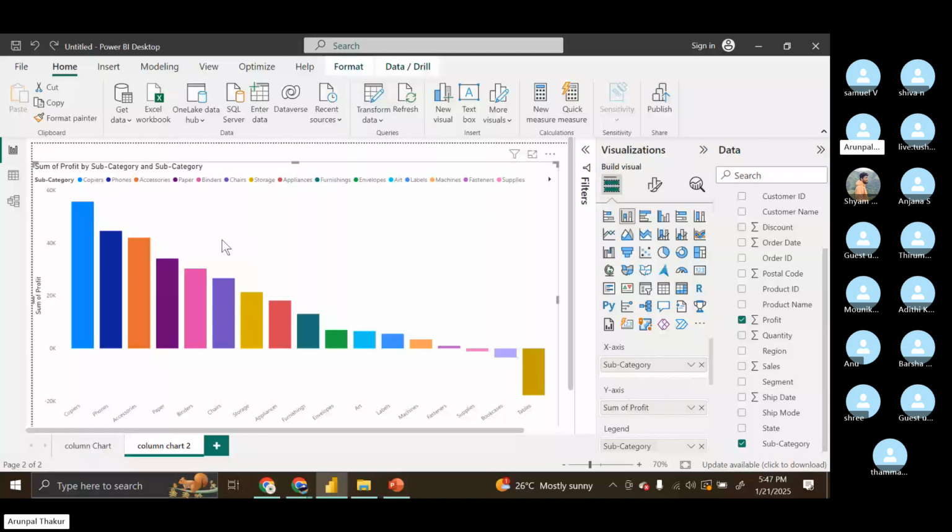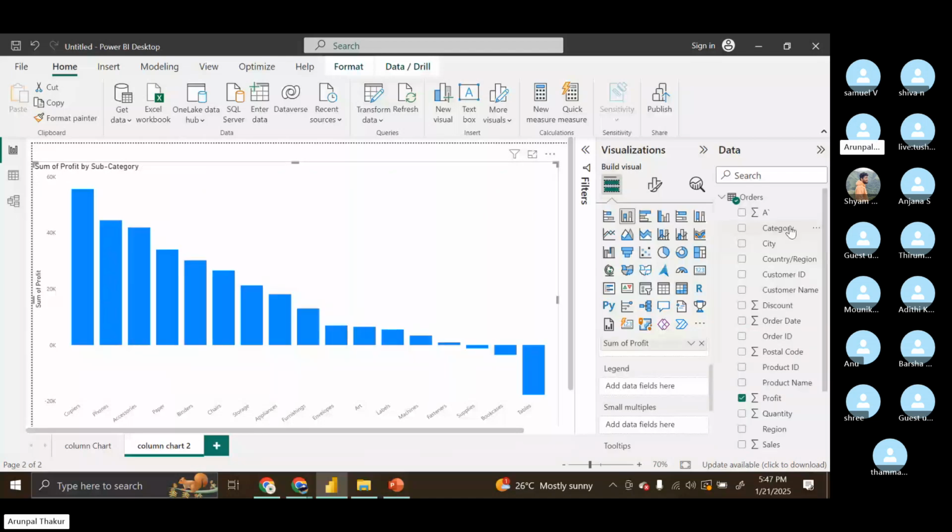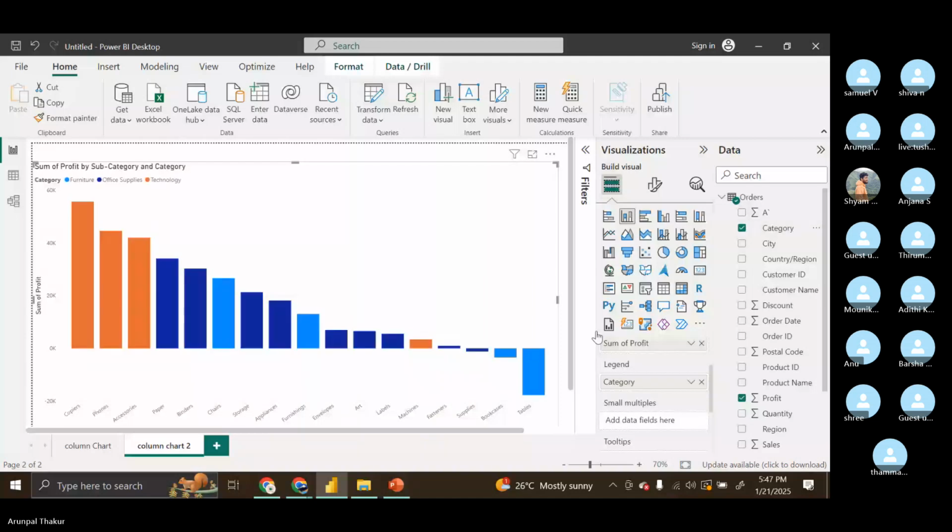Now in the legend, if I put instead of subcategory, if I put category. In the legend, what I am putting? Category. So see, this orange are for technology. This blue are for office supplies. This light sky blue are for furniture.